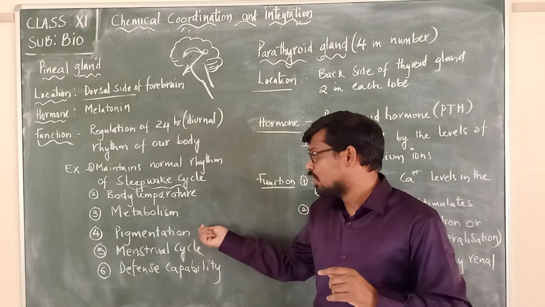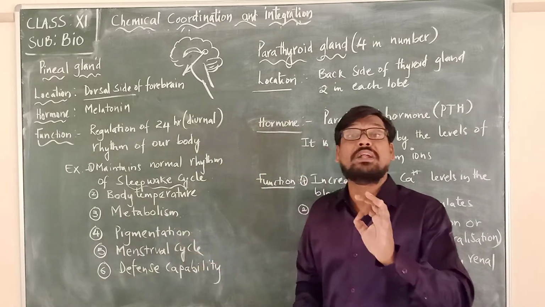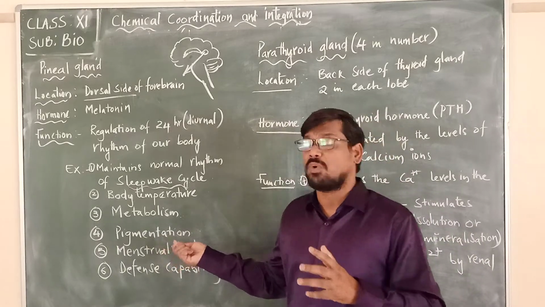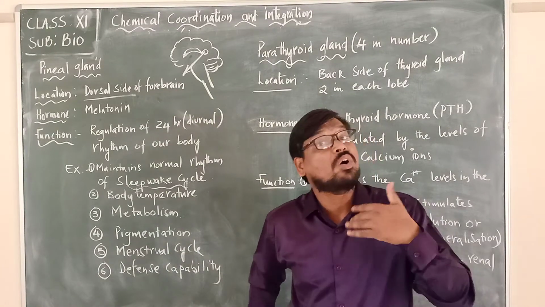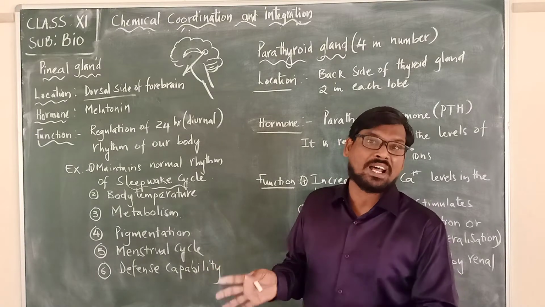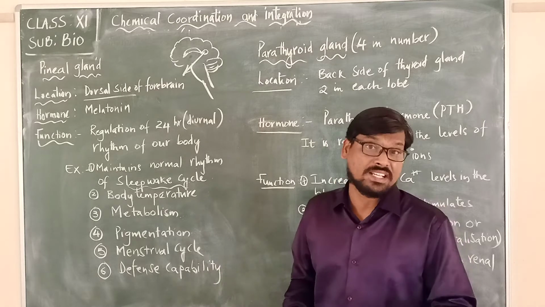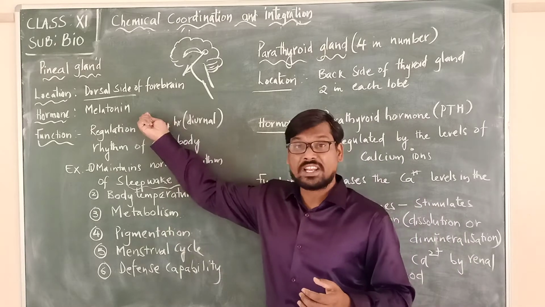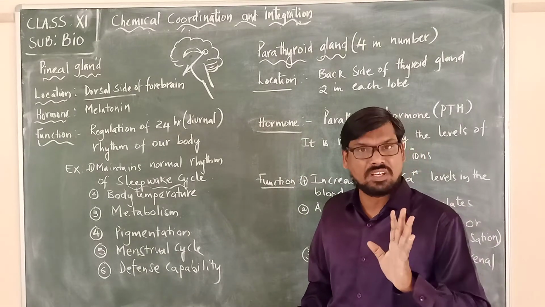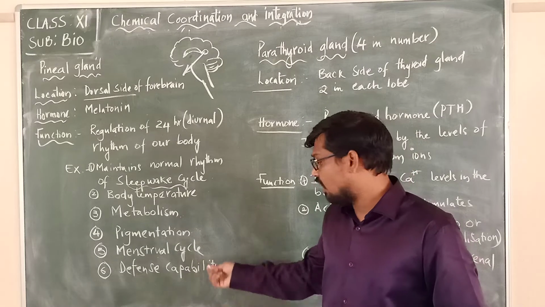This hormone also helps, in some animals, in pigmentation of the skin. The more melatonin is produced in a particular animal, the darker the skin color will be. The less the amount produced, the lighter the skin color. This is the point we have to remember regarding melatonin, which is why we say it helps in pigmentation of the skin in some animals. At the same time, in females, it also helps in what?